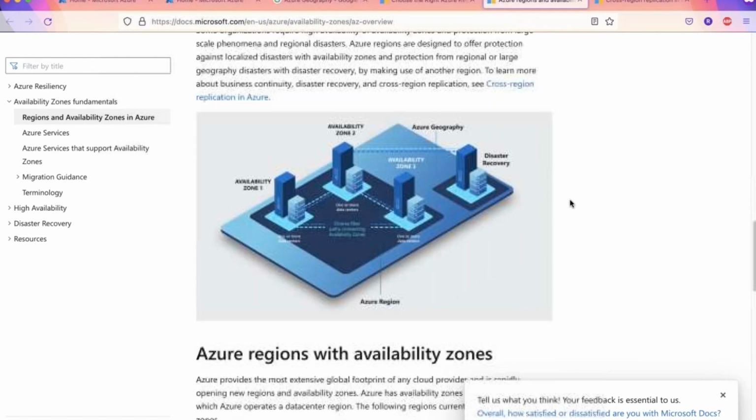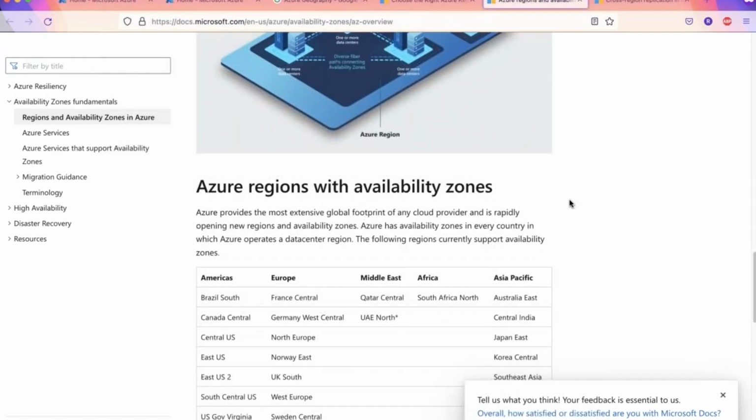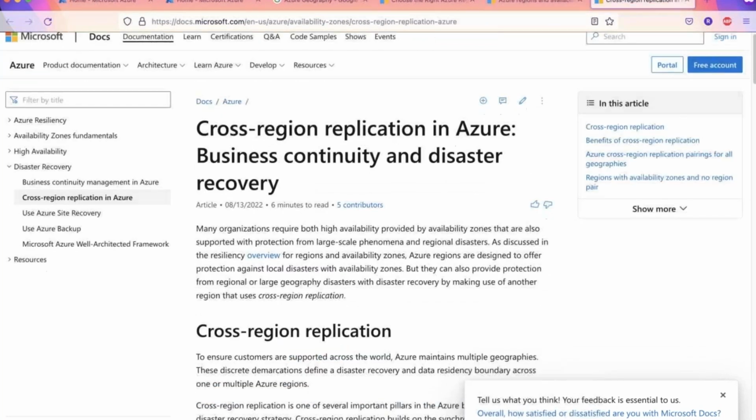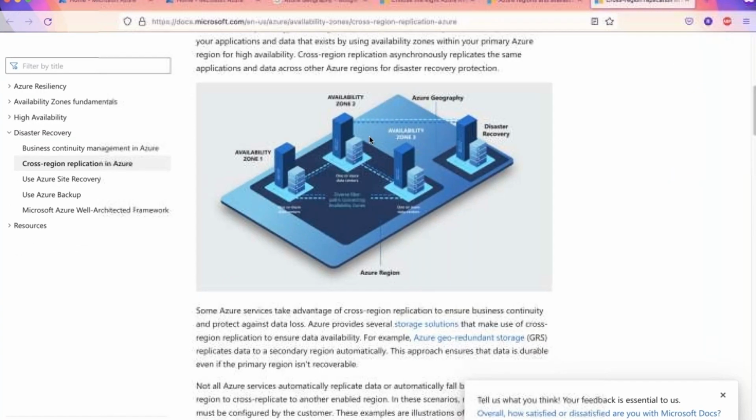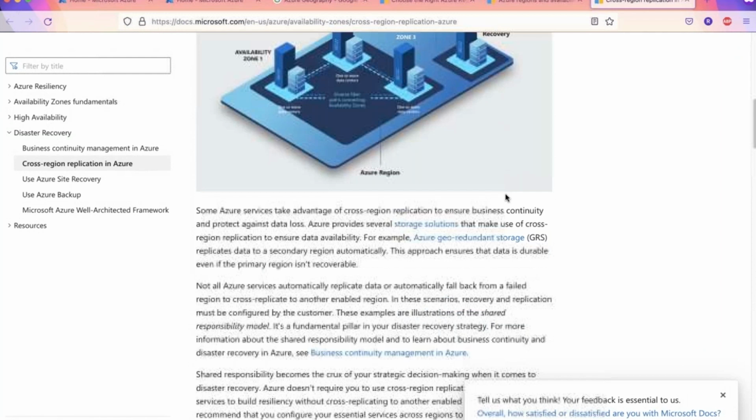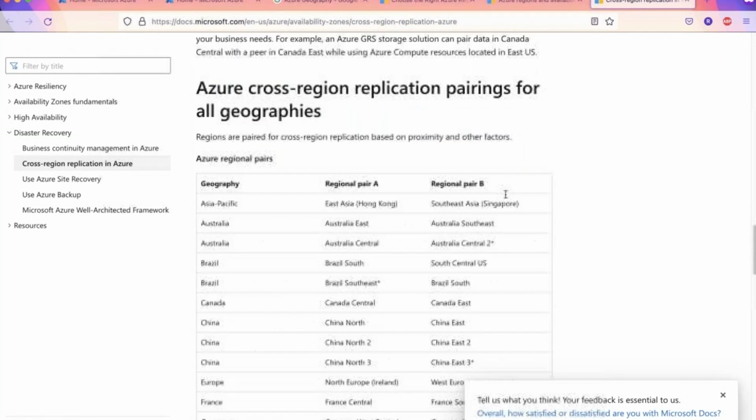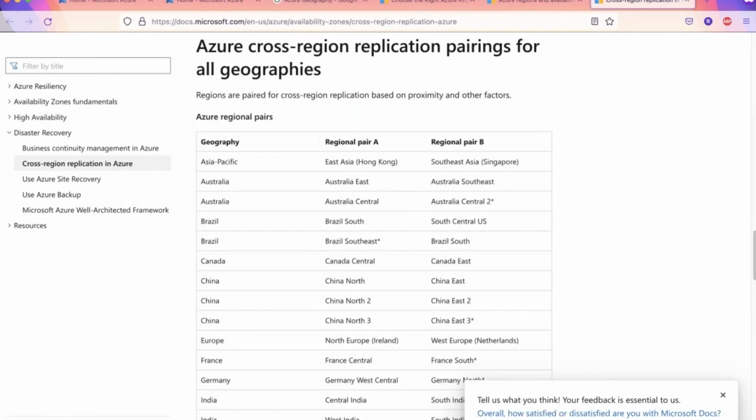You'll see that there are region pairs. If you open this one, these are the cross regions. Just in case the whole region is down, they can replicate to its peer location. So here, if you look, these are the region pairs.